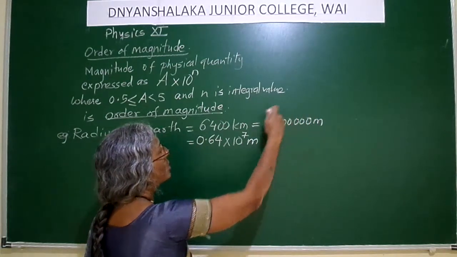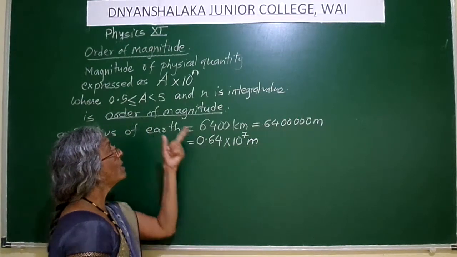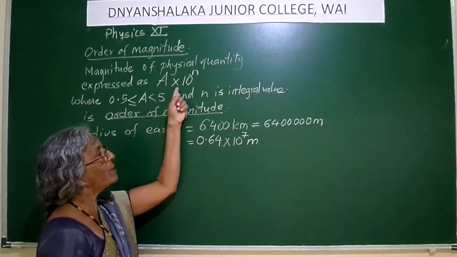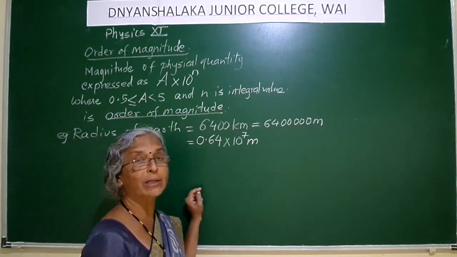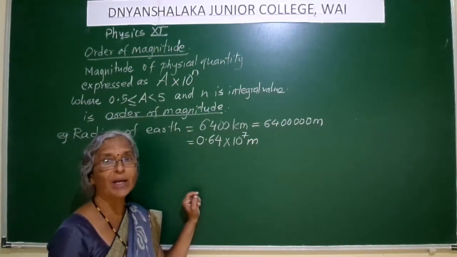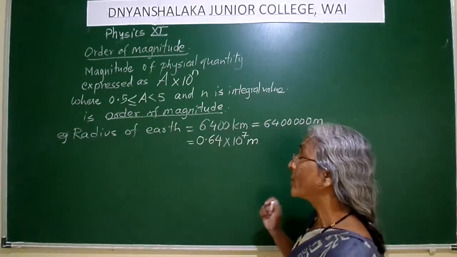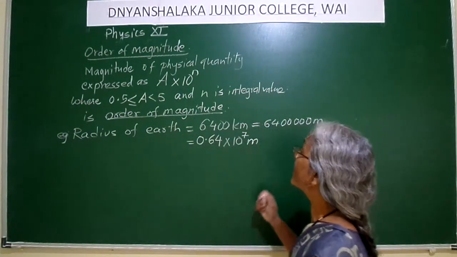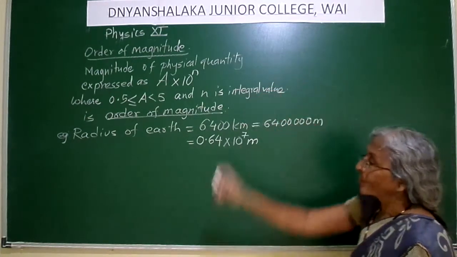Now, if I want to convert this value in order of magnitude, what I am going to do is, I should have this value expressed in the term a into 10 raised to n, where a should have value which is greater than 0.5 and less than 5. For that I will have to shift the decimal point. See here.